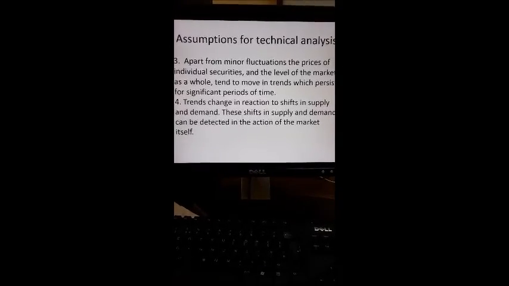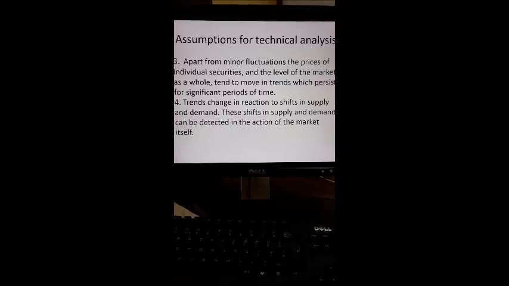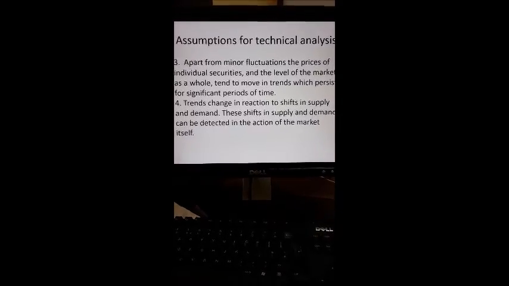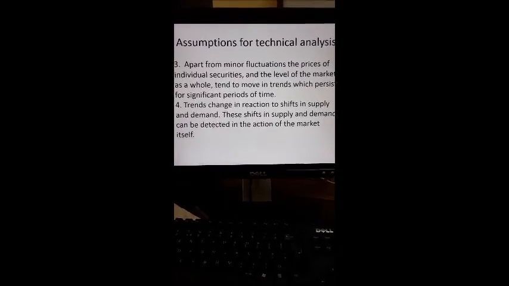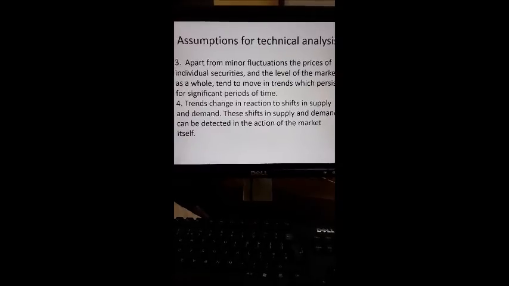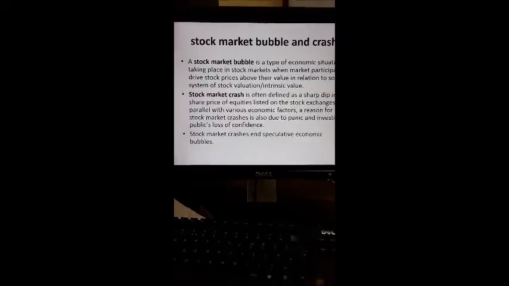And number four, they assume that trends change in reaction to shifts in supply or demand. This shift in demand and supply can be detected in the market, in the action of the market itself. So if there is a change in the trend, whether it is a rising trend or a falling trend, it results from demand or supply. This shift in demand and supply can be detected by the market itself.